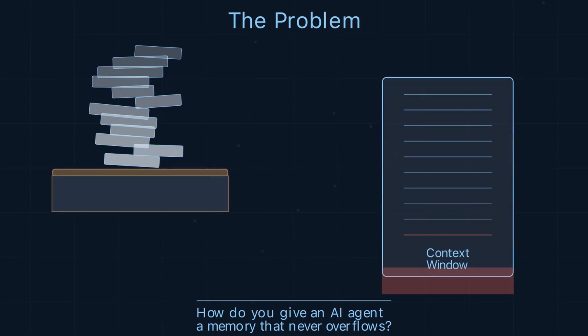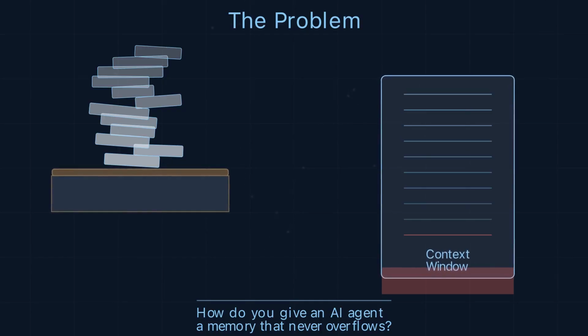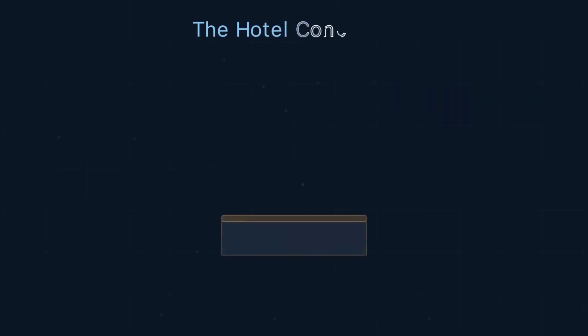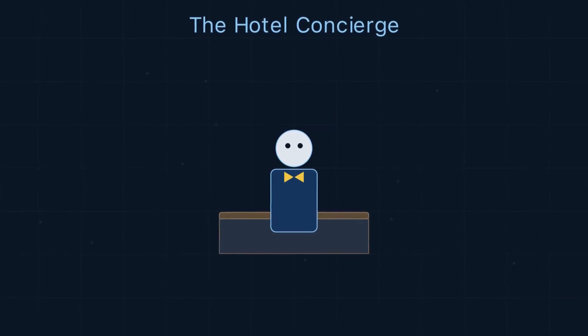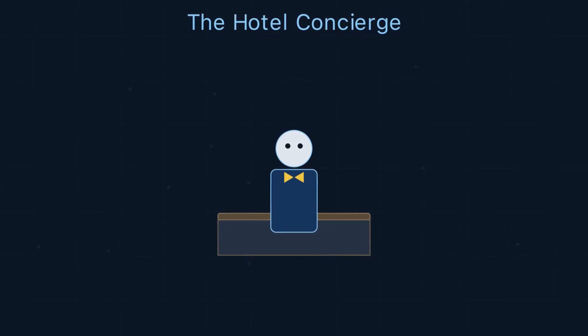So how do you solve this? How do you give an AI agent a working memory that stays sharp and never overflows? Imagine a 5-star hotel. Hundreds of guests, each with unique preferences, histories, and requests. The concierge manages all of them. But here's the thing, a great concierge doesn't memorize every guest's life story. That would be impossible. Instead, they use a system.